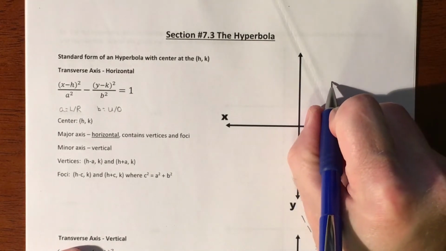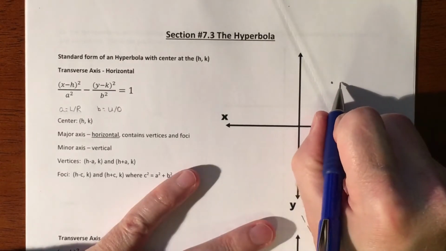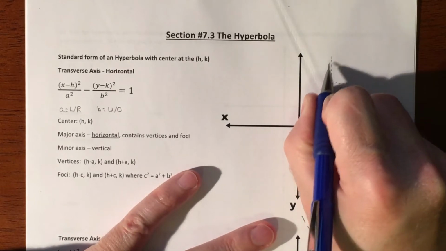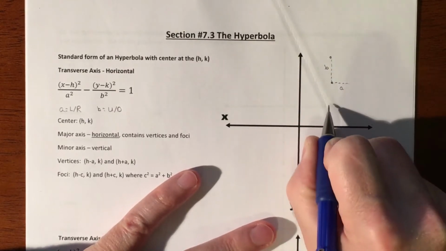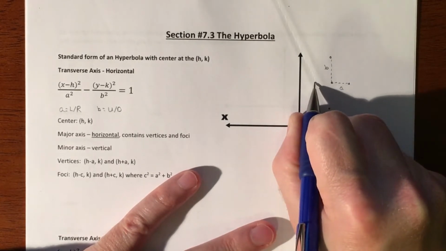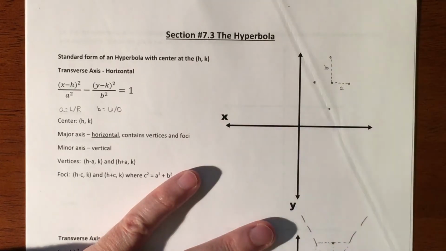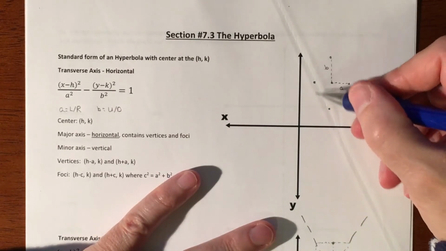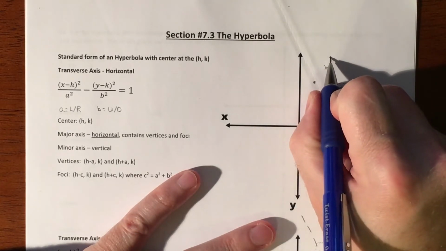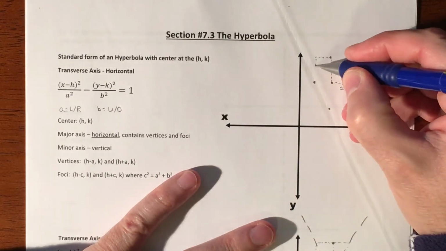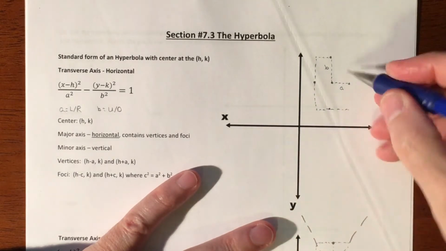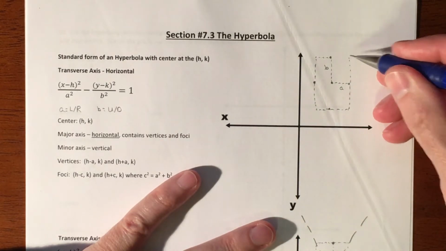So let's say we have our center here, and we go out A, and we go up B. Whatever we go up, we would go down. Whatever we go right, we would go left. The difference is that if you had an ellipse, you would have your ellipse. But on a hyperbola, it's definitely a different looking graph. What this does is help you build a box. And that box is going to line up asymptotes for you. So we'll build a box.